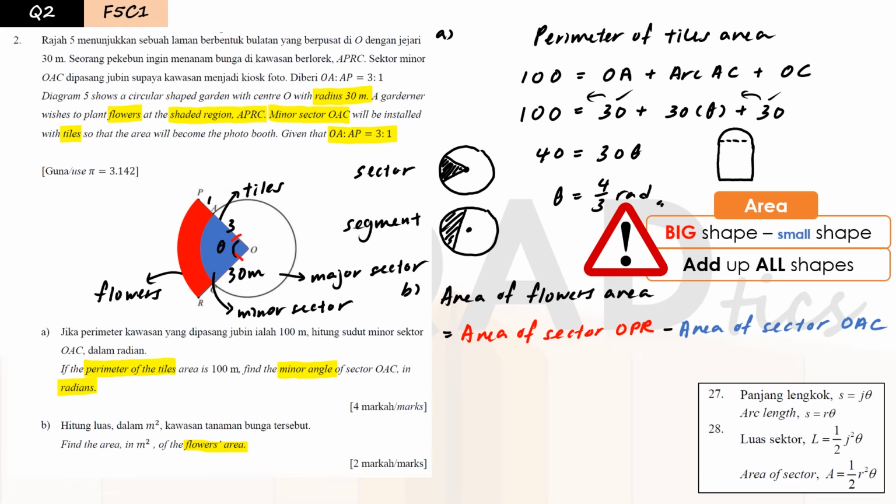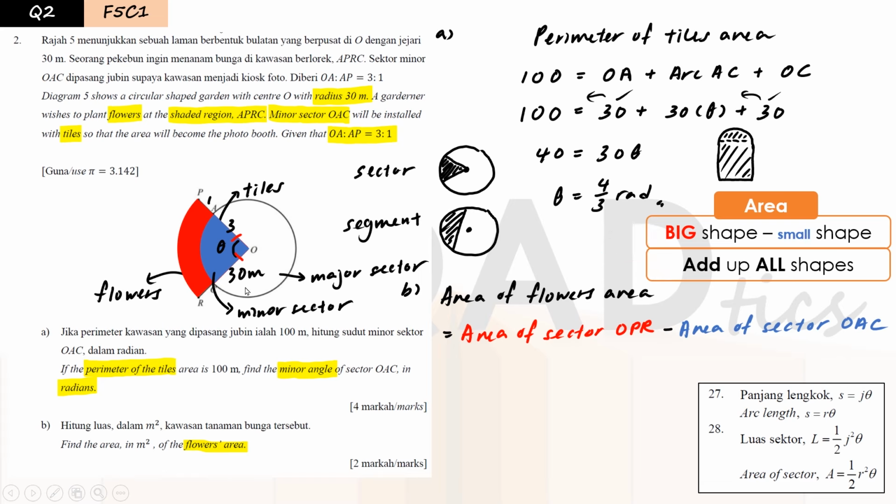So to find out the area of the shaded region, we recognize all the shapes that we have first, okay? And then we find the area of all the shapes based on the formulas that we have learned. And then we add them up together to find out the entire area. Recognize all the shapes, find out their areas, and add up all of them together. Okay, so this is the second method, add up all the shapes.